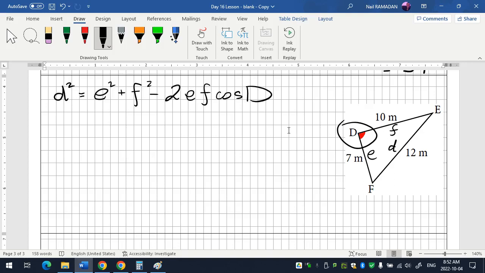Does it matter if you put F squared plus E squared? When you add things, it doesn't matter which one goes first. What's 2 plus 5? 7. What's 5 plus 2? How about 2 minus 5? How about 5 minus 2? You see, when you add, it doesn't matter, but when you subtract, it matters. So always watch out for these things.